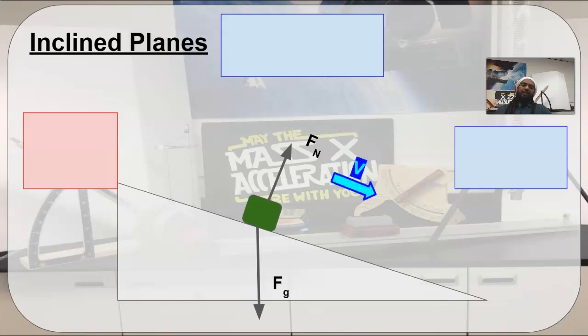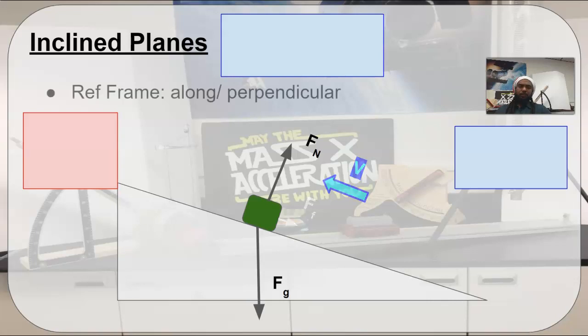If that object is sliding downward or trying to slide downward and there is a rough surface, this implies that there's going to be friction. Friction will be acting upslope, along the slope. However, the object may be sliding upward, and if it's a rough surface, there'll still be friction, but the friction will now be acting downslope. So friction is always going to oppose motion or attempted motion.